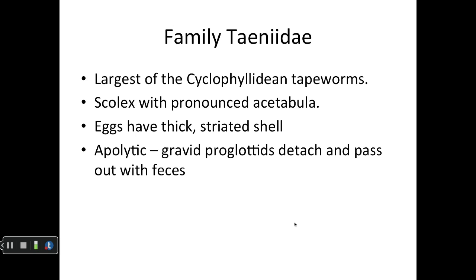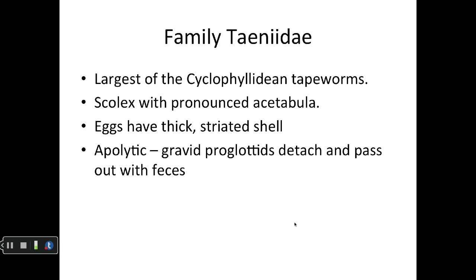So we're going to look first at cestodes in the family Taeniidae. These are the largest of the cyclophyllidean tapeworms. They have a scolex with pronounced acetabula. The eggs have a thick striated shell, and in fact, based on just the morphological appearance of the eggs, you really can't tell different species apart. So you would have to use molecular techniques to tell which species you're dealing with, unless you can get some of the proglottids out of the host to examine.